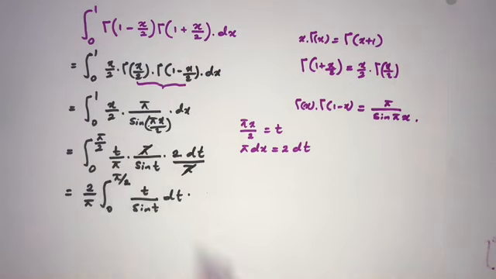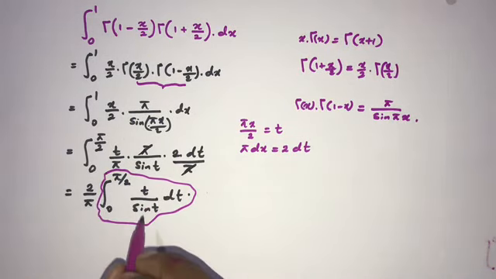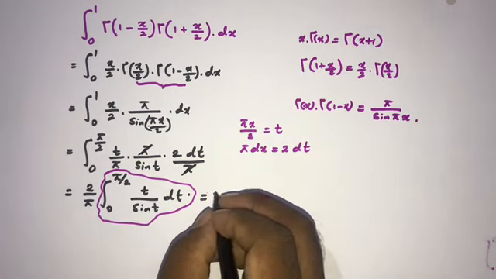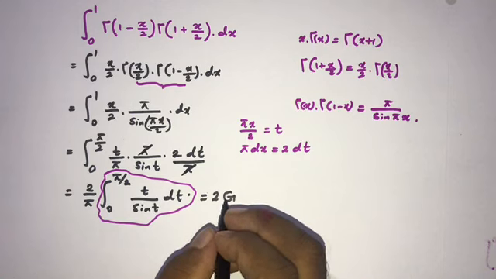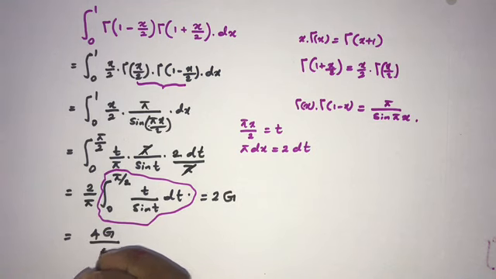Now this integral is familiar to us because in a previous video we solved this integral, and we know this is equal to 2 times G. Here G is Catalan's constant, so the answer is 4 times Catalan's constant over pi. Okay, this is the answer for this integral.